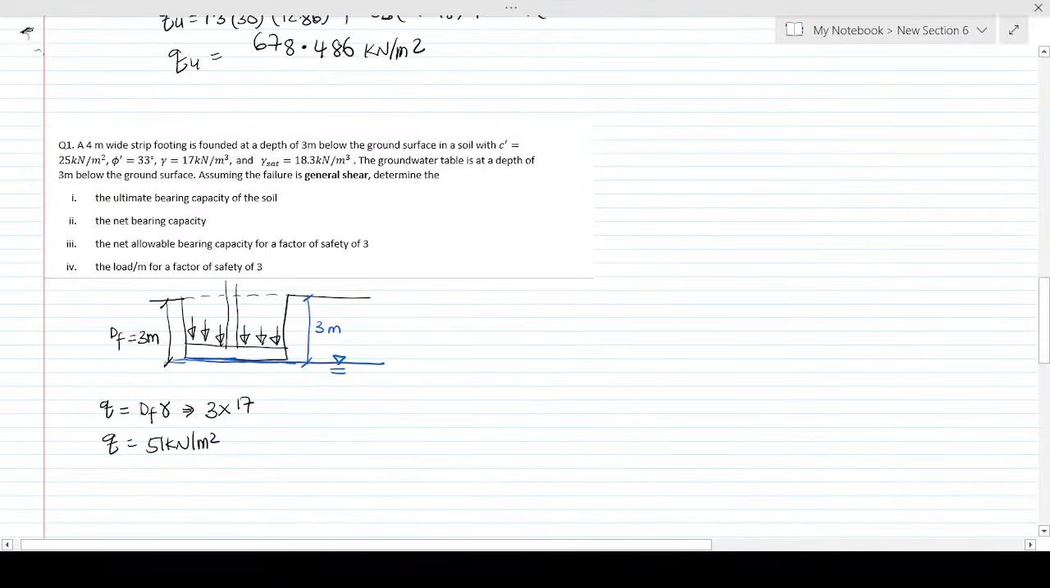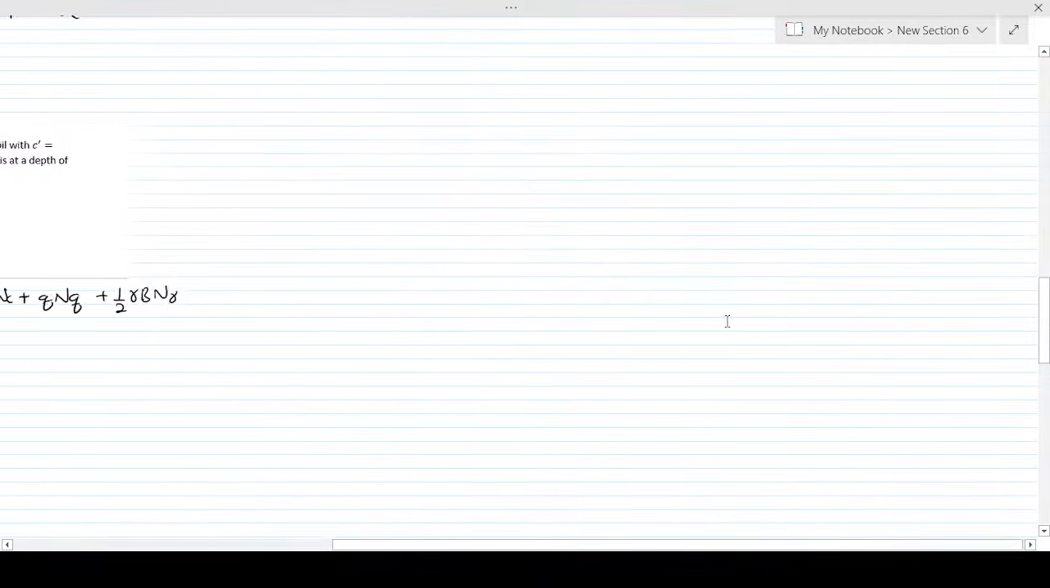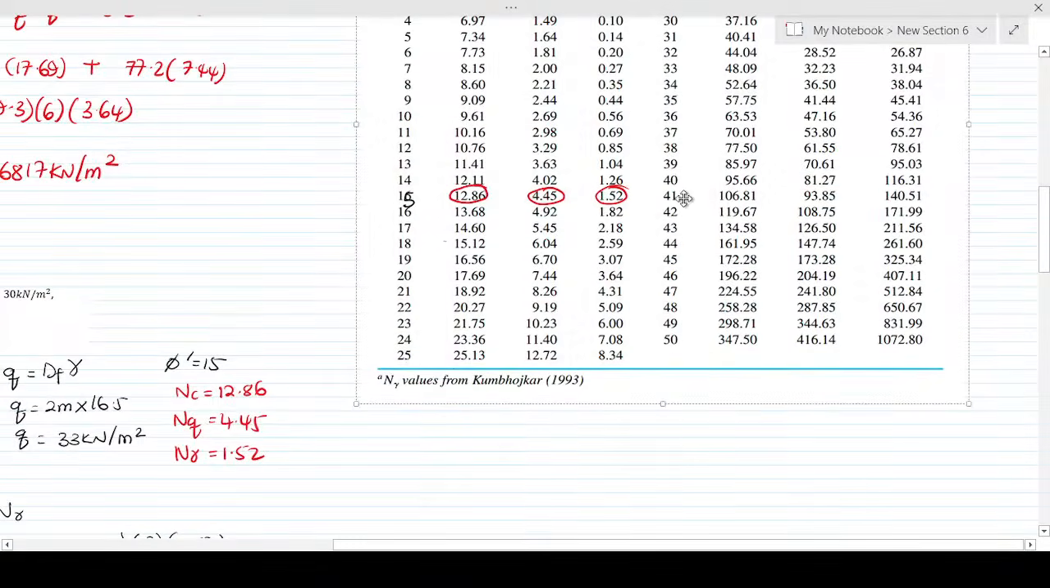Alright. Now the next thing that I'm supposed to do is find the bearing capacity. So I need to know what my formula would be. So QU is what? q prime NC plus q NQ plus 1 over 2 gamma B N gamma, right? Yes. So that is in place. Now I need the bearing capacity parameters. Now what is my phi? My phi was what? 33 degrees. So I need to go to the chart.